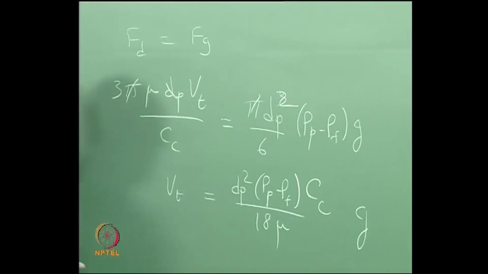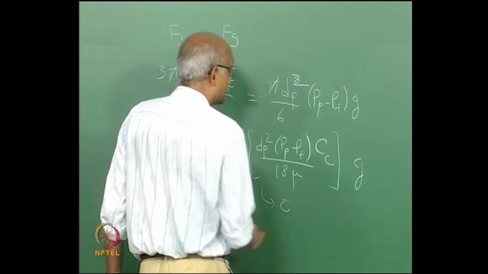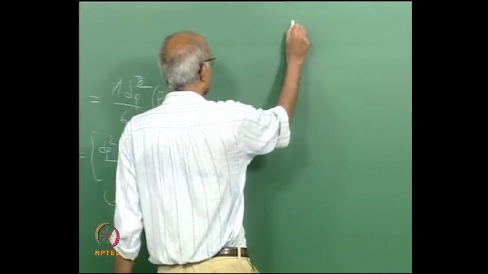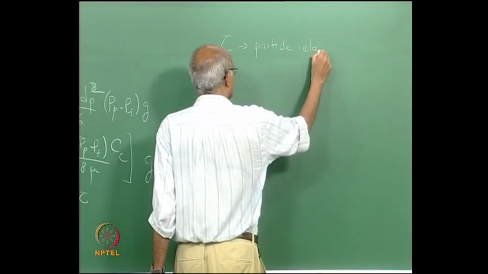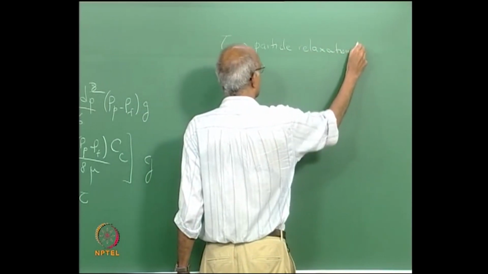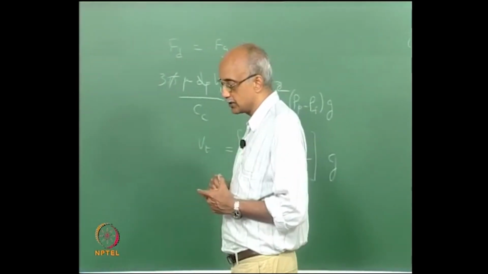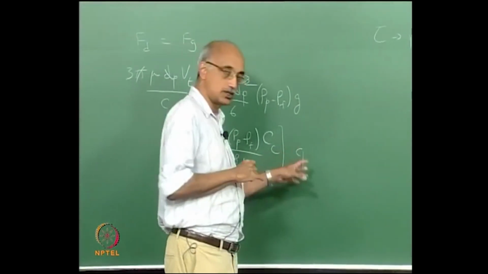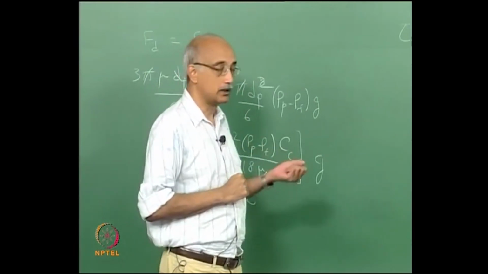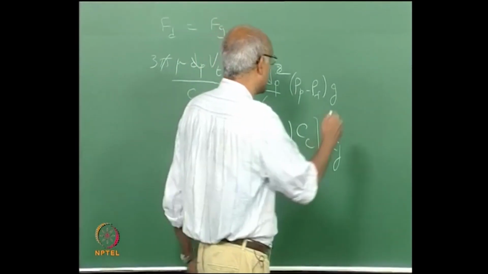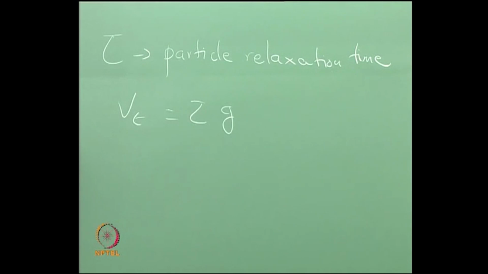Now, this term is referred to as tau, where tau is the so called particle relaxation time. So, you can express the terminal velocity as the acceleration associated with the body force times the characteristic particle relaxation time. So, in other words, Vt can be simply written as tau times g.